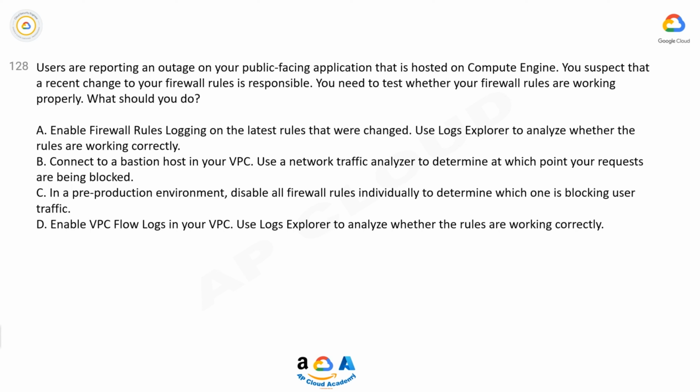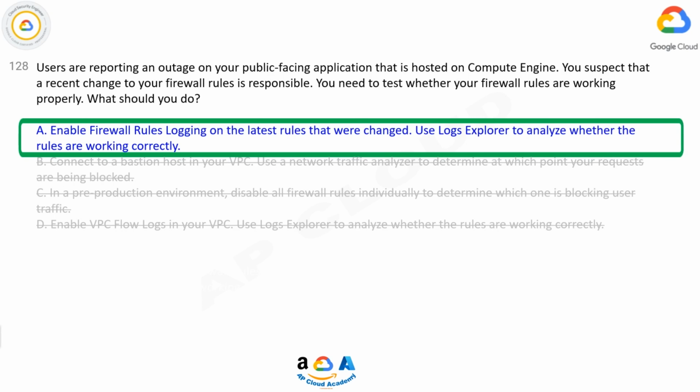correctly. B. Connect to a Bastion host in your VPC. Use a network traffic analyzer to determine at which point your requests are being blocked. C. In a pre-production environment, disable all firewall rules individually to determine which one is blocking user traffic. D. Enable VPC flow logs in your VPC. Use Logs Explorer to analyze whether the rules are working correctly. Correct answer is A. Enable firewall rules logging on the latest rules that were changed. Use Logs Explorer to analyze whether the rules are working correctly.